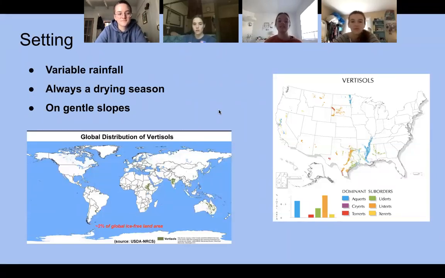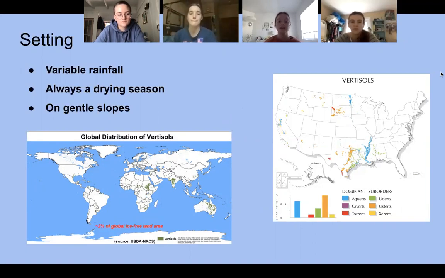Vertisols are generally set in the areas of the world with dry seasons along with variable rainfall. They are common in places such as India, Australia, Sudan, and China. In the US, they are locally common to San Luis Obispo and Texas. Vertisols can be located anywhere but are characterized by their parent materials. Vertisols form on gentle slopes rather than rolling hills or steep slopes.